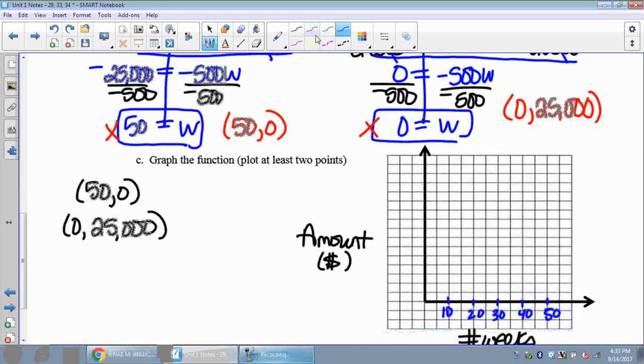Maybe if I count by 5,000. So if this is 5,000, this is 10,000, 15, 20. Man, I'm already at 25,000 and I haven't even passed that point. So I think I picked something too big. Instead of counting by 5,000, maybe 2,000. So 2,000.